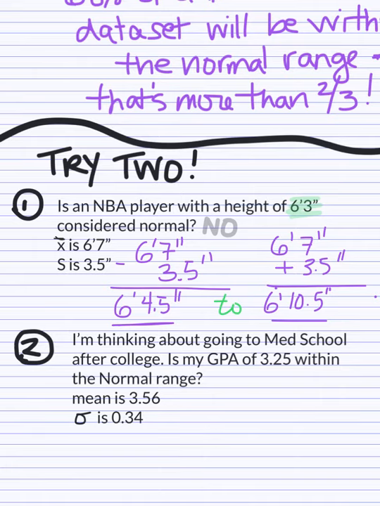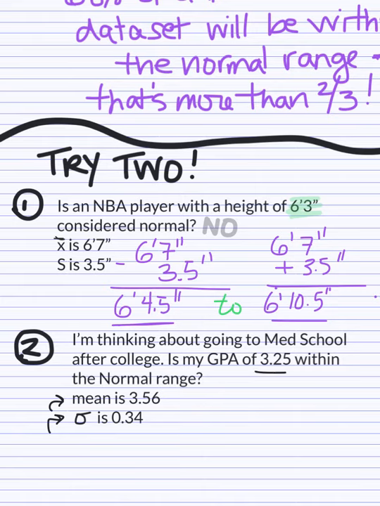All right, let's try this other one. I'm thinking about going to med school after college. Is my GPA of 3.25 within the normal range? Okay, so if your GPA were within the normal range, then you, along with the other 68% of applicants, would be grouped together in what's considered normal. So let's see what we got. We have the mean of 3.56 and a standard deviation of 0.34. So we need to find the low end and the high end of the normal range and then to determine if this falls within it.